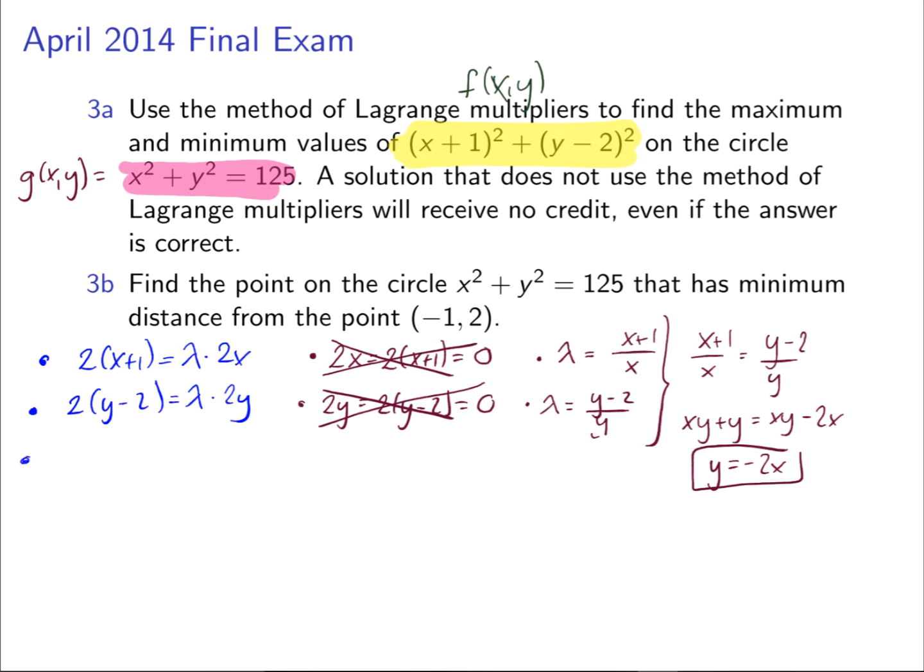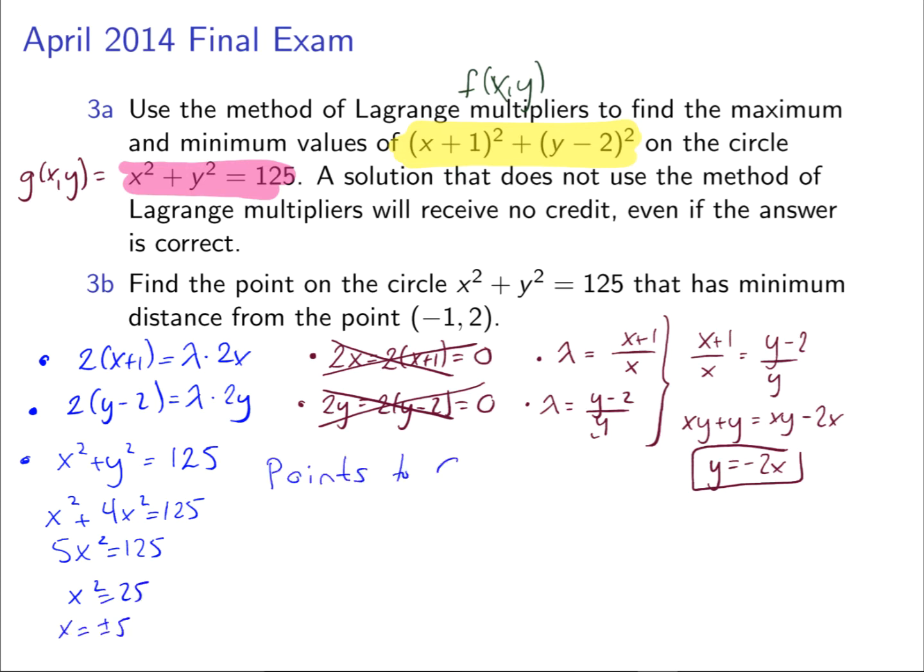The third equation is my constraint. I only care about x's and y's that are on the circle. X squared plus y squared is 125. If y is negative 2x, that tells me x squared plus 4x squared is 125. So 5x squared is 125. X squared is 25. X is positive or negative 5. So that gives me 2 points to consider.